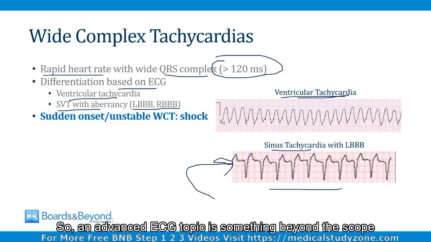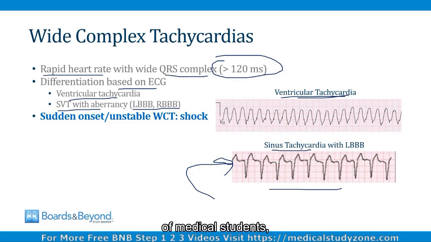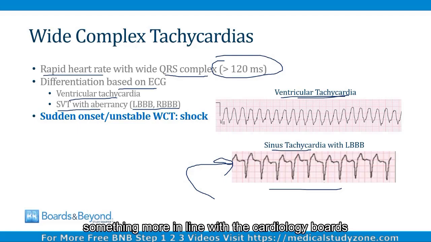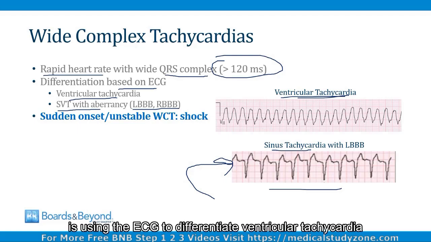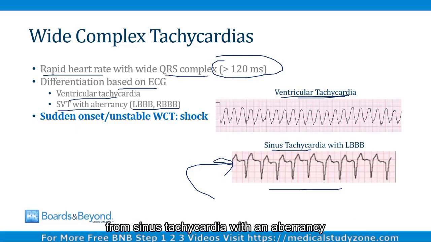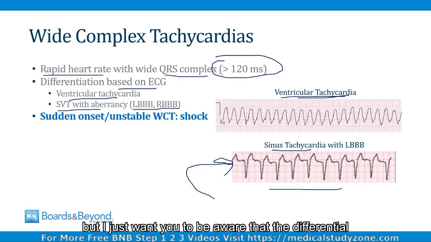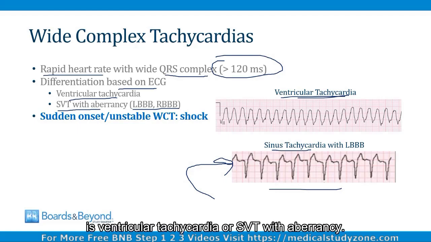So an advanced ECG topic, something beyond the scope of medical students, something more in line with the cardiology boards, is using the ECG to differentiate ventricular tachycardia from sinus tachycardia with an aberrancy like a bundle branch block. They're not going to ask you to do this on step 2 or step 3, but I just want you to be aware that the differential for a wide complex tachycardia is ventricular tachycardia or SVT aberrancy.